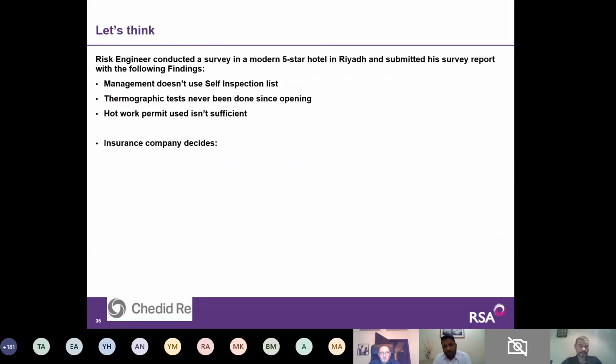Okay, let's take this example. A risk engineer conducted a survey in a modern 5-star hotel in Riyadh and submitted his survey report with the following findings. Management doesn't use the self-inspection list at all. Thermographic tests have never been done since opening. Hot work permit is not used, or the one that's used is not sufficient. This is a 5-star hotel, a well-known brand chain, and everything is okay except the 3 things: self-inspection, thermographic tests, hot work permit.